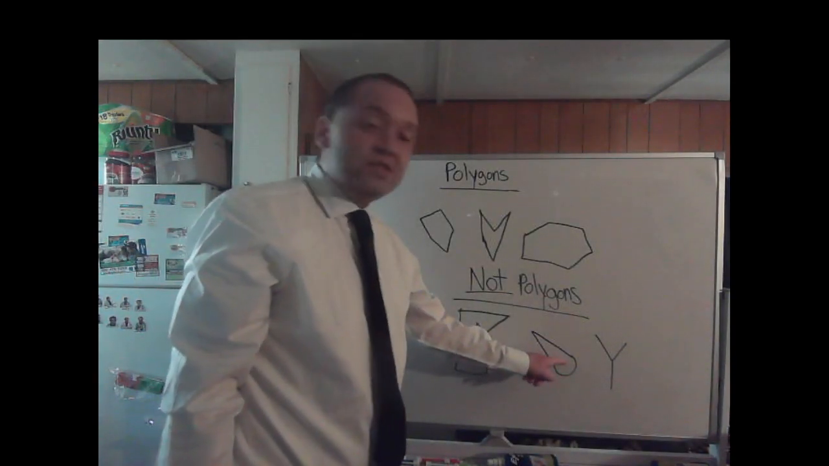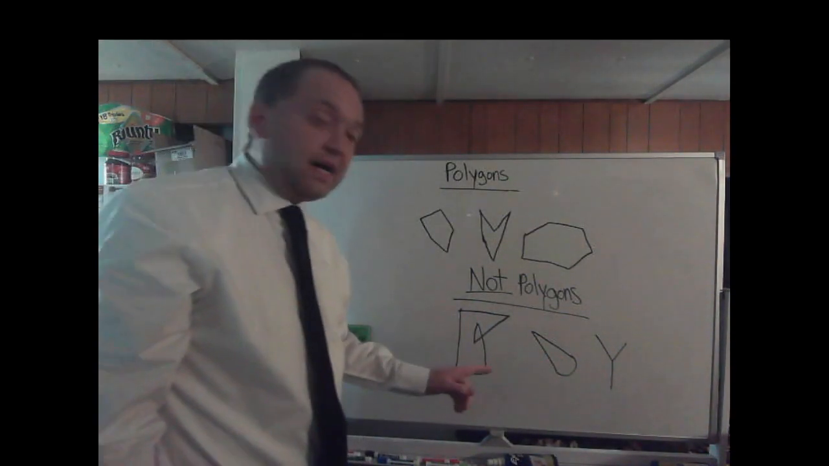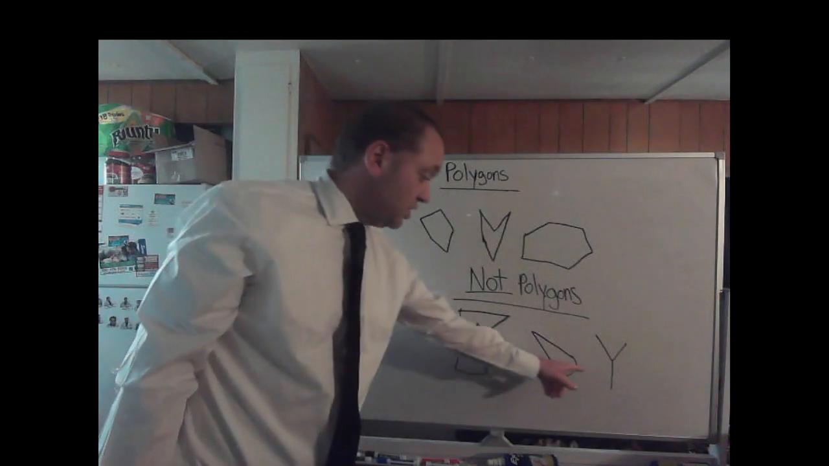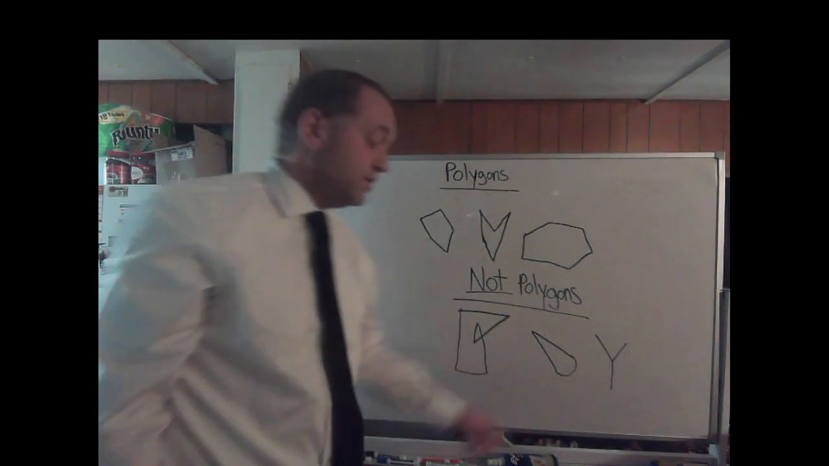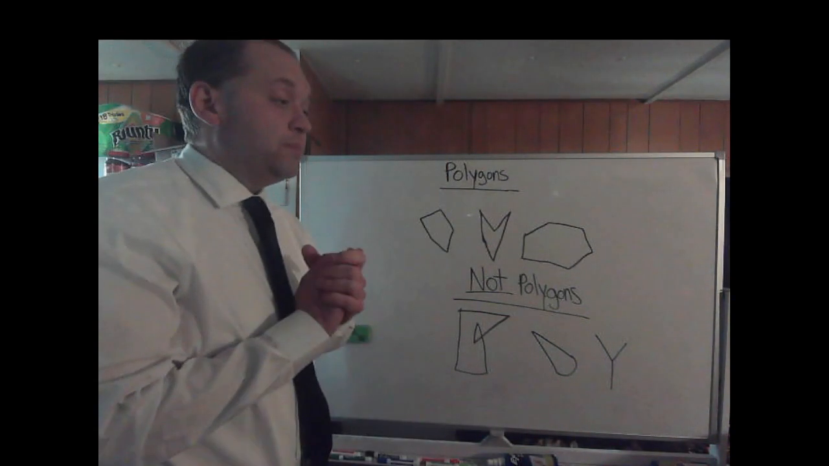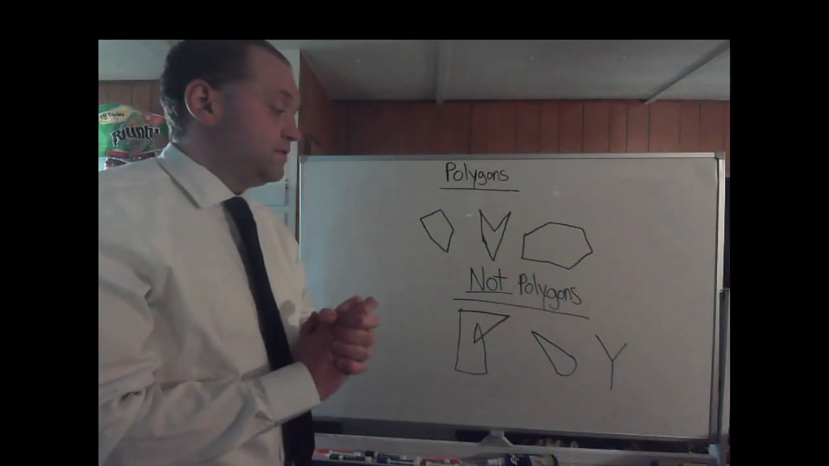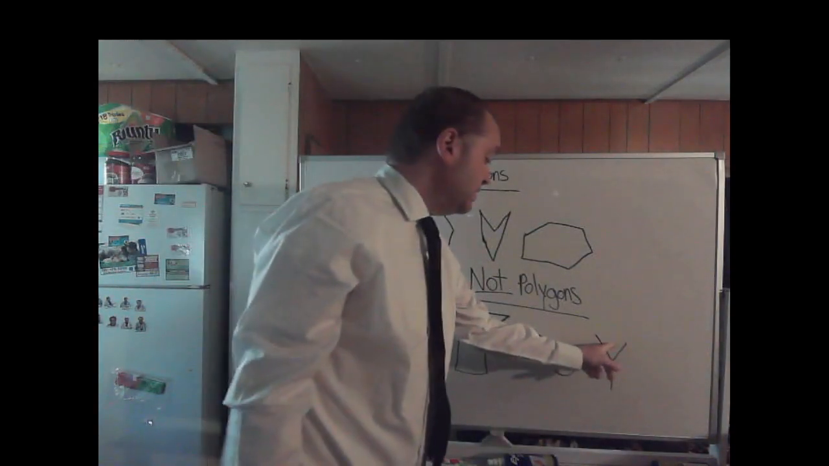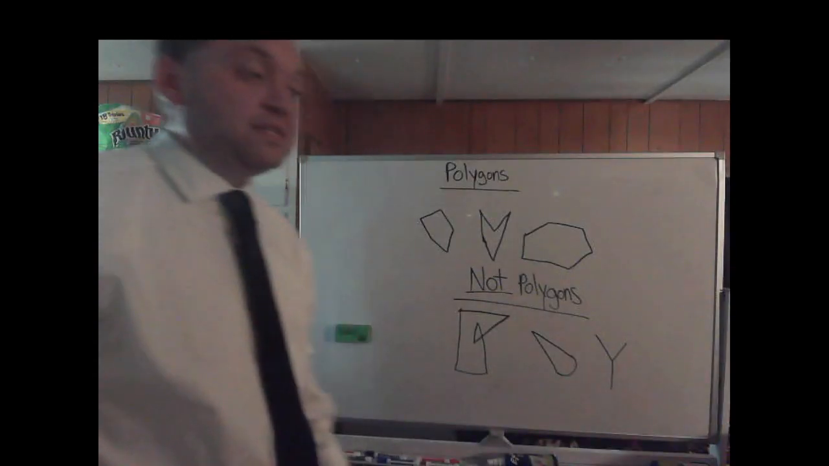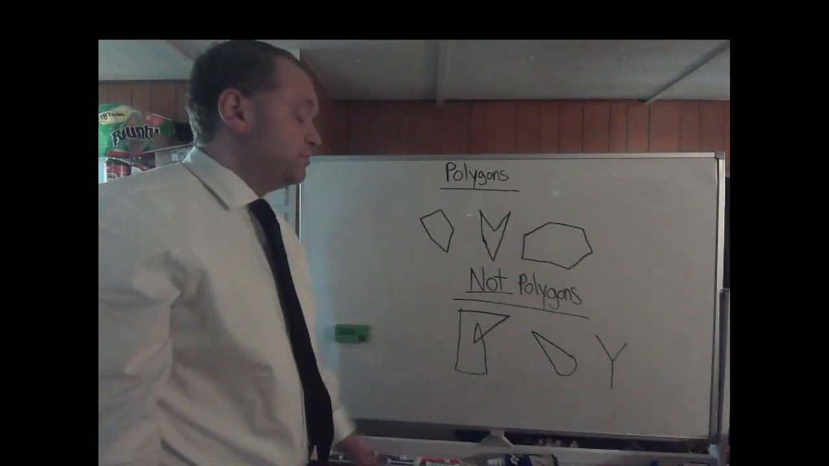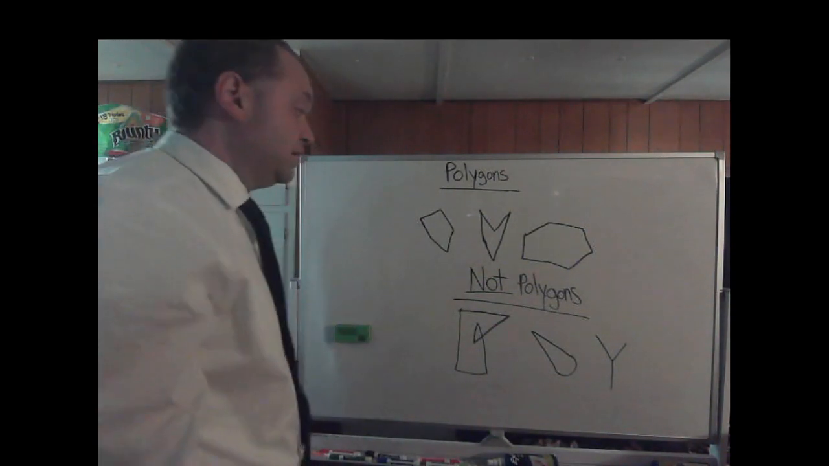This figure here's not a polygon for the fact that it has a curve down at the bottom. There's a curve on it. So a polygon cannot have a curve. And then the last one, that's not a polygon because it's not even a closed figure. So we definitely can't consider that a polygon.